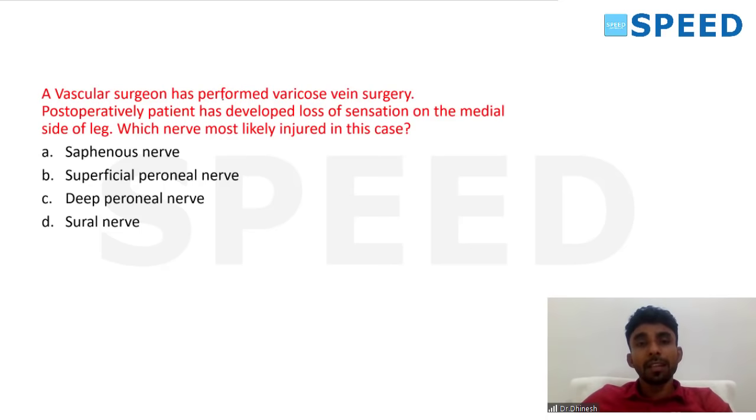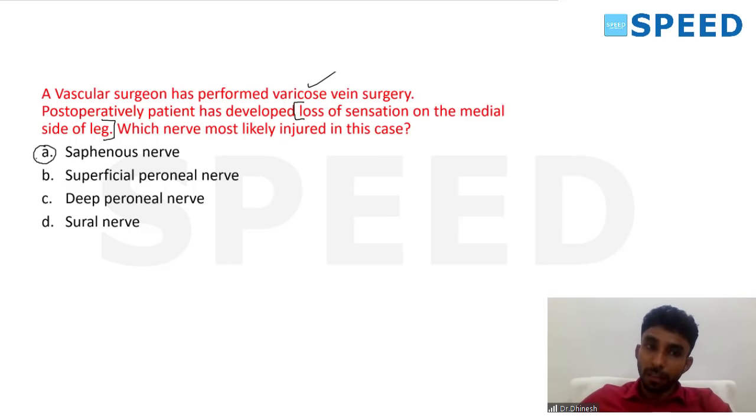A vascular surgeon has performed varicose vein surgery. Post-operatively, the patient has developed loss of sensation on the medial side of leg. Which nerve is most likely injured in this case? So what is the answer? Yes, the answer is saphenous nerve.